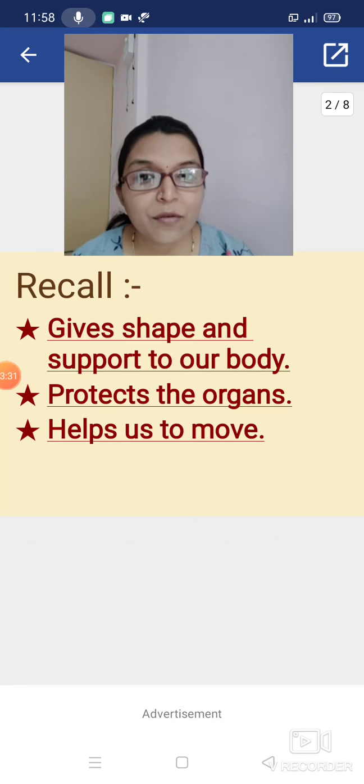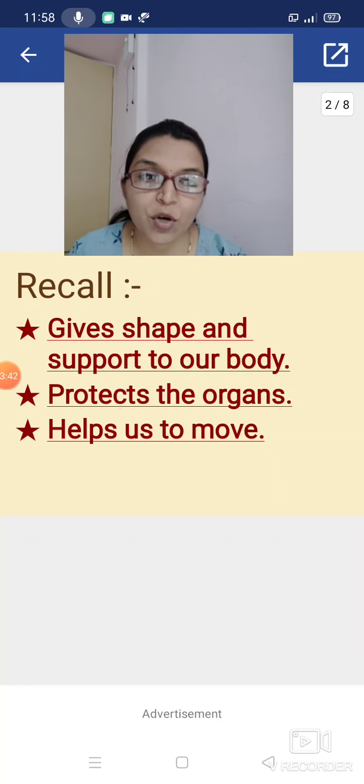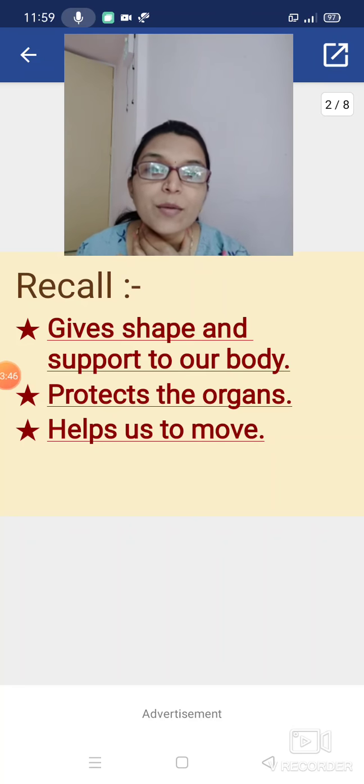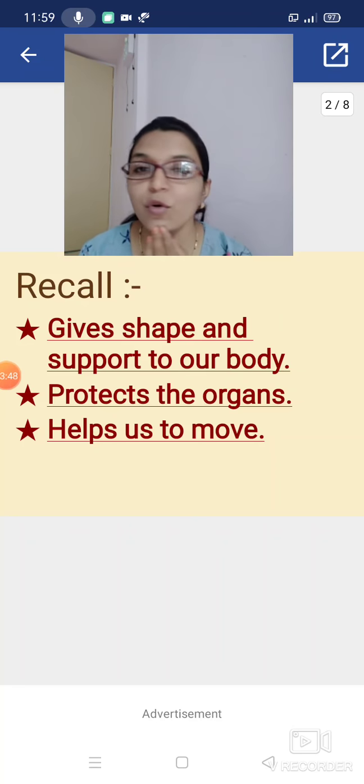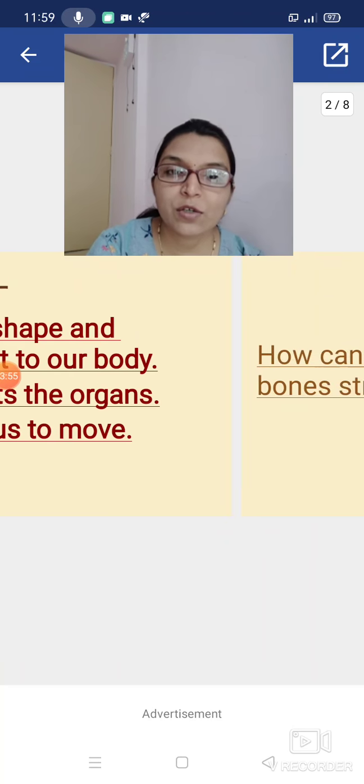Okay. Then the third function, helps us to move. For that, I gave you the example of the head, the knee, and the bones of the legs. Because of that, we can move. And because of joints, we can move our neck and head. Sorry. So today we are going to start the new point.